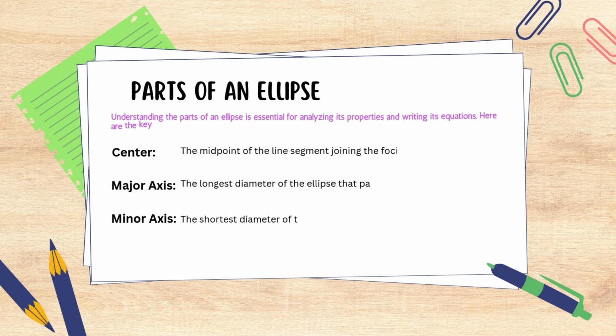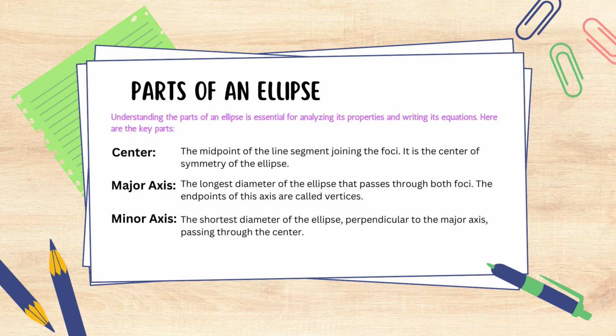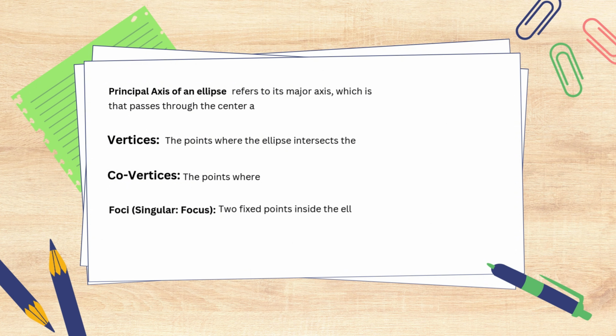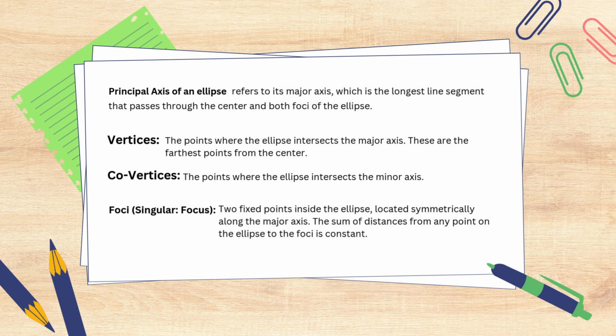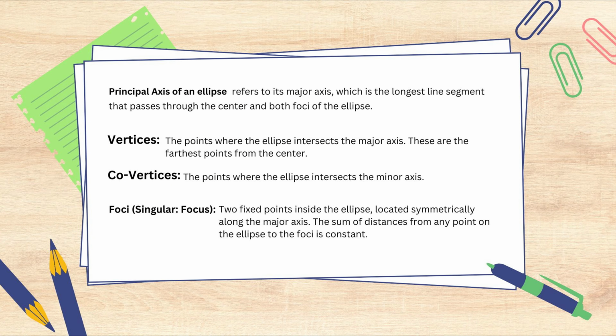There are parts of an ellipse. Understanding the parts of an ellipse is essential for analyzing its properties and writing its equation. Here are the key parts. Principal axis of an ellipse refers to its major axis, which is the longest line segment that passes through the center and both foci of the ellipse.